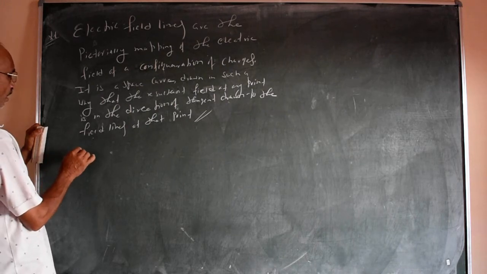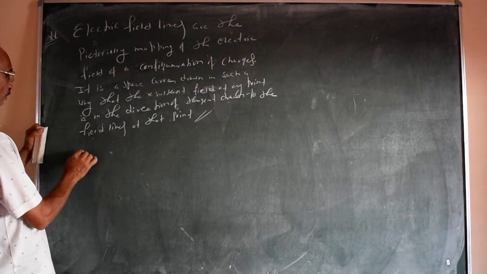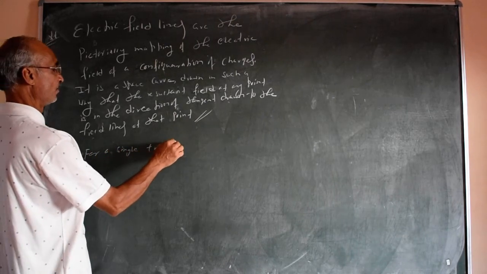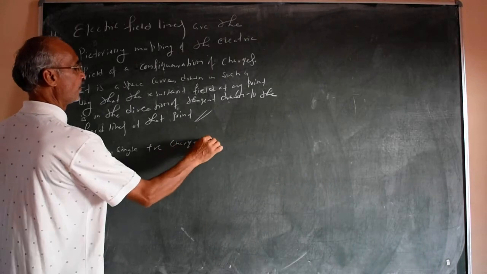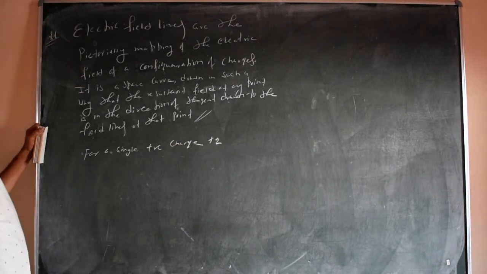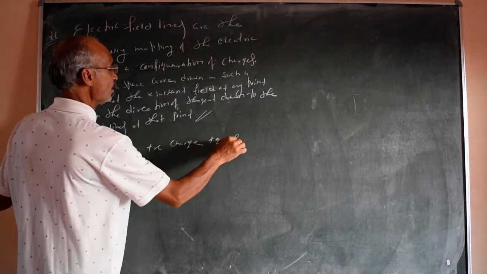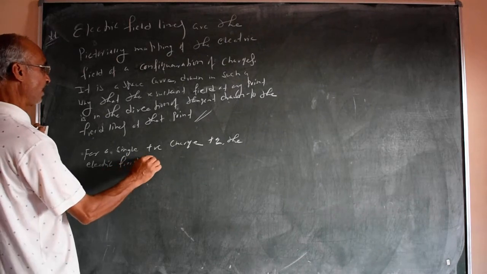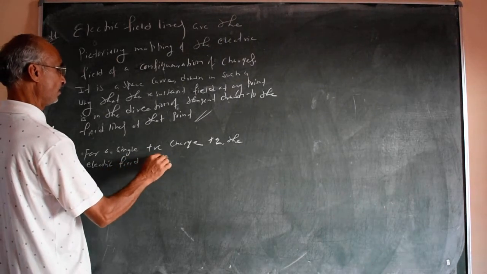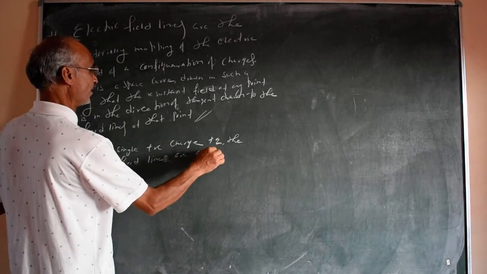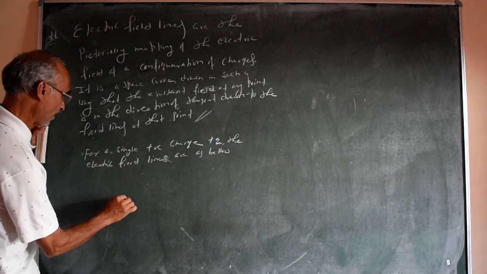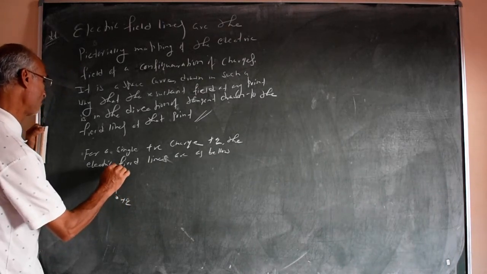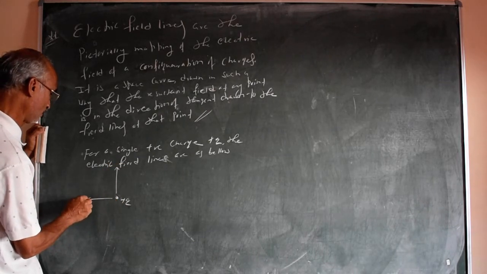For a single positive charge, plus Q, the electric field lines are as below. It is the plus Q charge. The electric field lines are radially outwards like this.